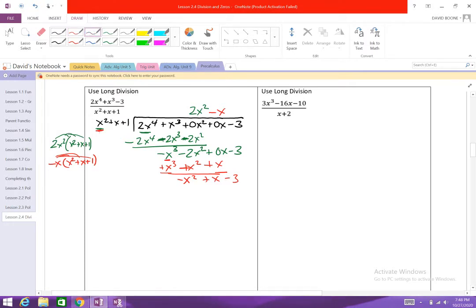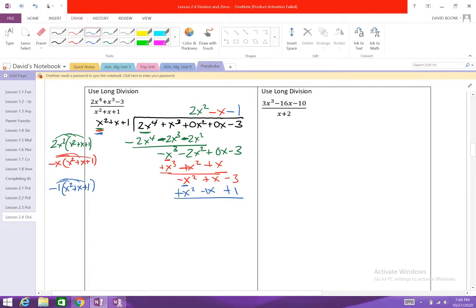So then looking at what do I multiply this by to give me this, and that's just a negative 1. And then we take negative 1 times this divisor and distribute that all out. That'd be negative x squared, negative x, negative 1. And then remember to change the signs. We're adding, so that goes away.